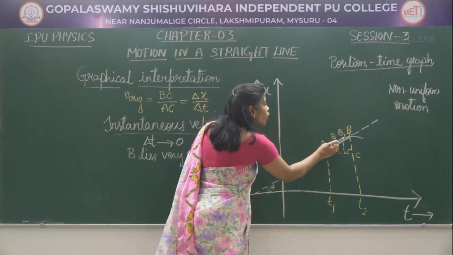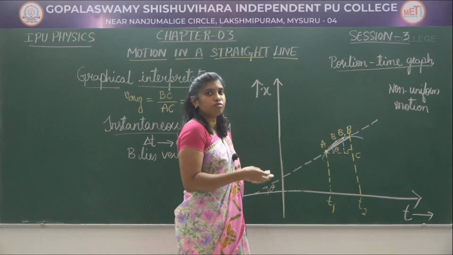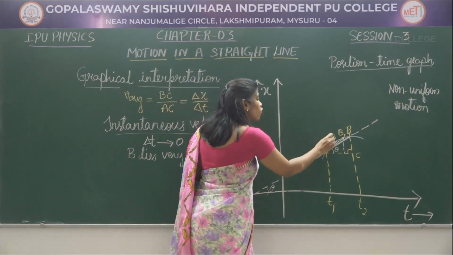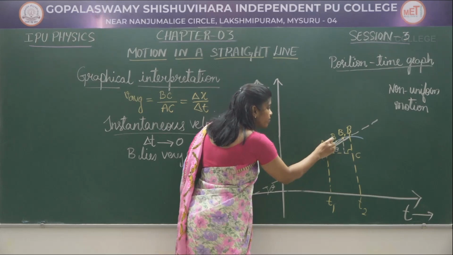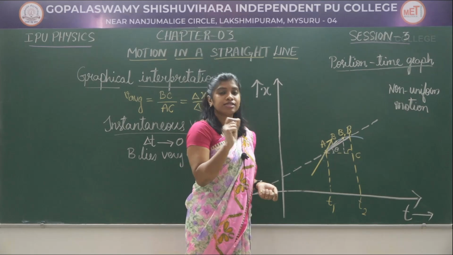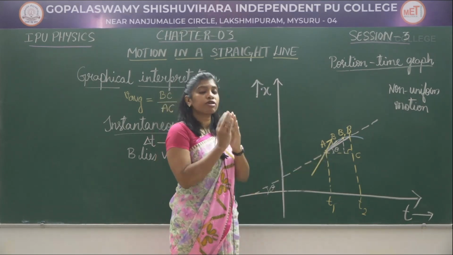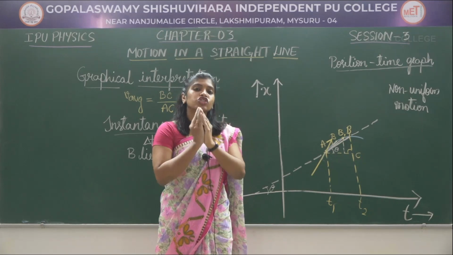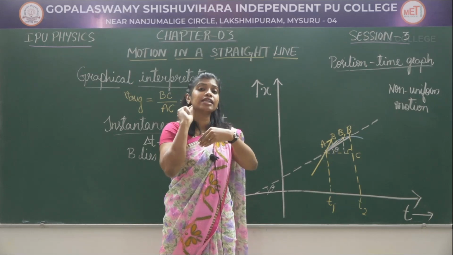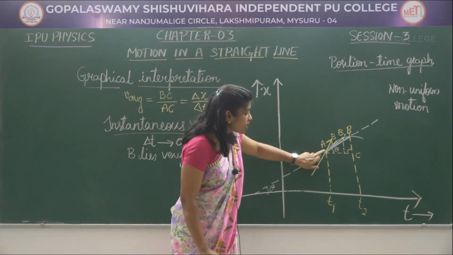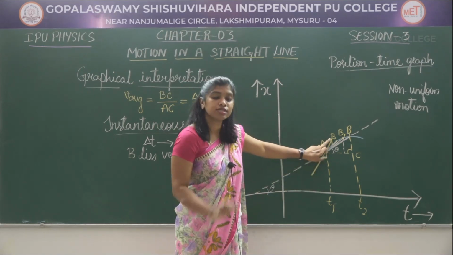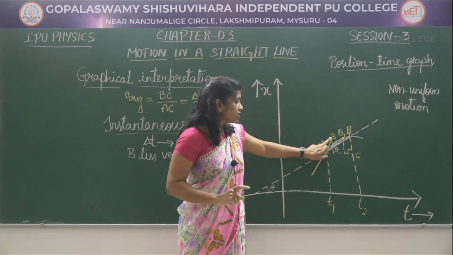Now let me bring the point B onto A. So I have brought B on A. Next, what do I have to do? I am going to draw a tangent to this point. You know, a tangent is a line which touches this point A. So where do I draw a tangent? Tangent is drawn on the curve at that point where I have to find the instantaneous velocity. So since I have to find the instantaneous velocity at this point A, I am drawing a tangent to this point A.